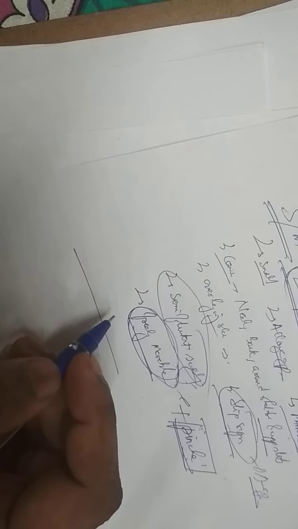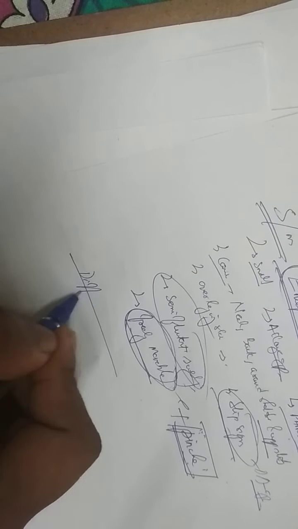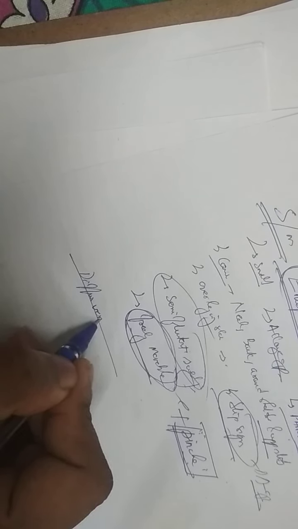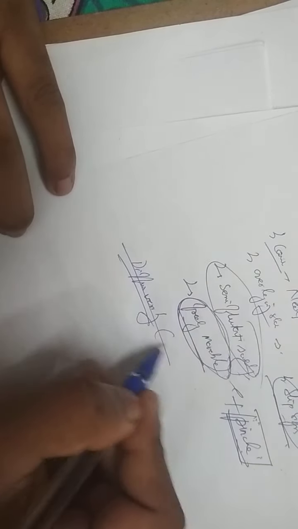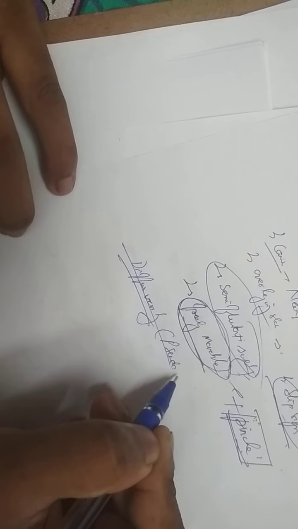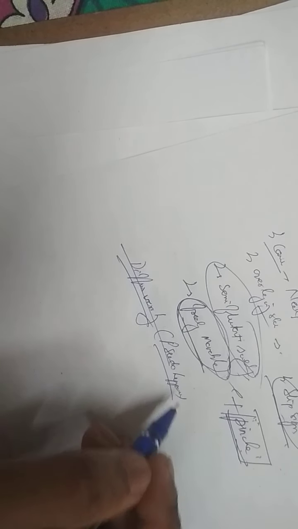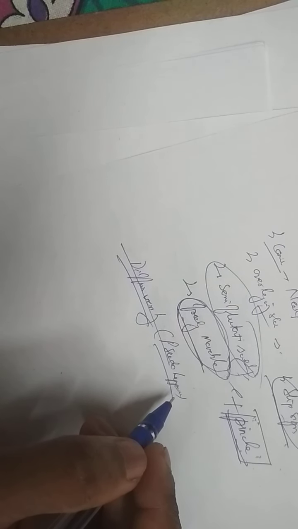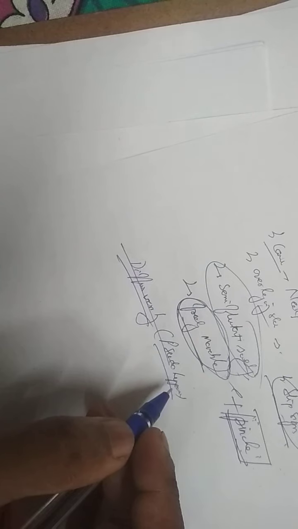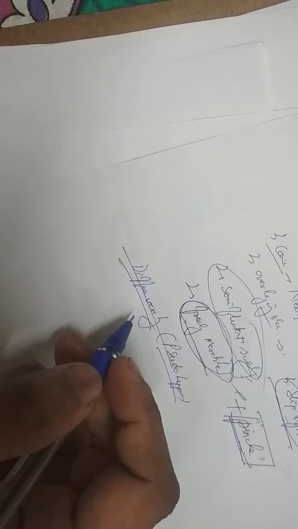Now let us see the diffuse variety of lipoma. The diffuse variety of lipoma is also called pseudolipoma. It is called pseudolipoma because it does not show typical features of lipoma. It is quite rare, and it is more common in alcoholics, and sometimes it does not present with typical symptoms. So this is the diffuse variety.